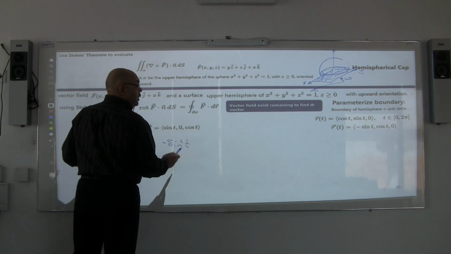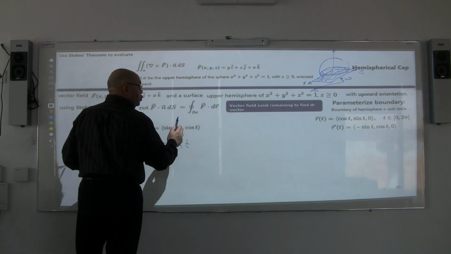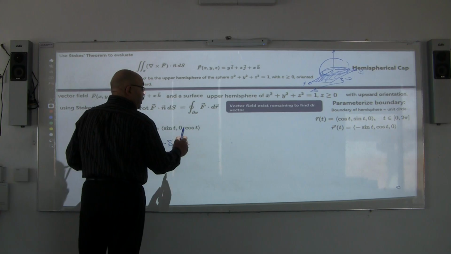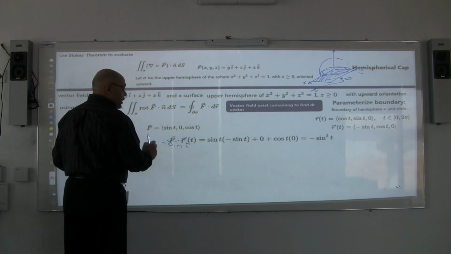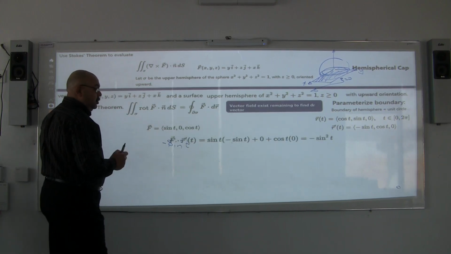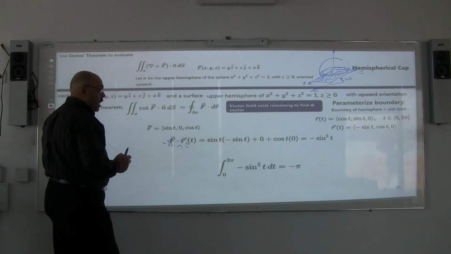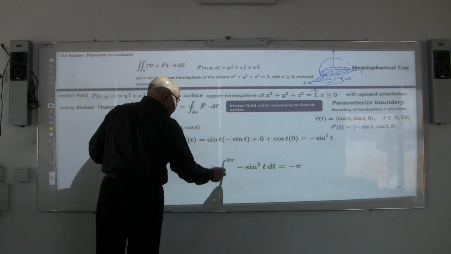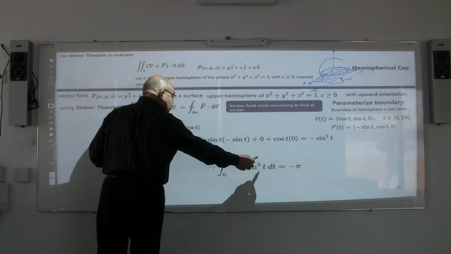sine square t. Then cosine t times 0 will disappear. 0 times cosine t will disappear. And as you can see, this is the value which is negative of a sine square. I will do the integration from 0 to 2 pi of negative sine square t dt.